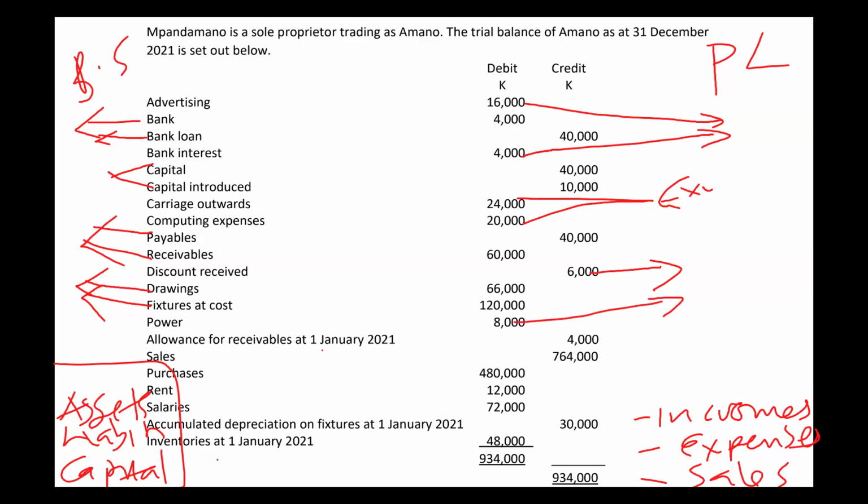Okay, so we say that the allowance for receivables is basically the chance or the probability that the debtors are going to default. There is that provision that you give on all the accounts that are owed to you. So you assume, what if these persons don't settle their accounts? Is that clear?